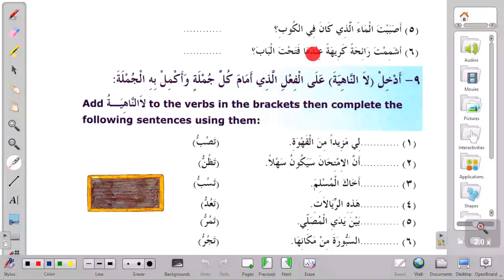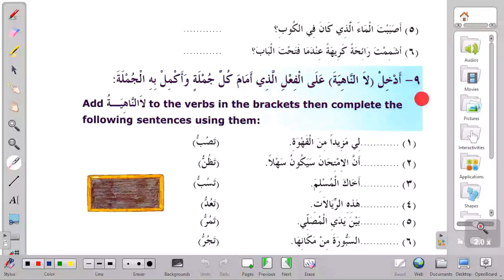Indama, hinama, all these ones indicate time. So indama fatahta al-bab, when you open or at the time you open the door, do you smell some bad smell? If you are answering in the negative context, you say what? La, lam ashumma ra'ihatan karihatan indama fatahtu al-bab.